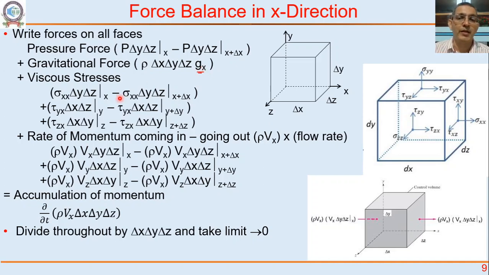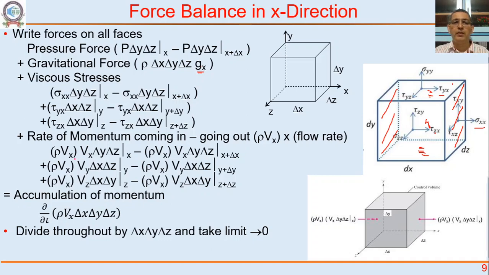Viscous stresses. Again, we are writing only the stresses in the x direction. Recall from the last lecture, revisit that lecture if you want. Forces in the x direction involve sigma xx, tau yx, tau zx. Sigma xx is on the right face and the left face. Tau yx is on the bottom face and the top face. Tau zx is on the front face and the back face.